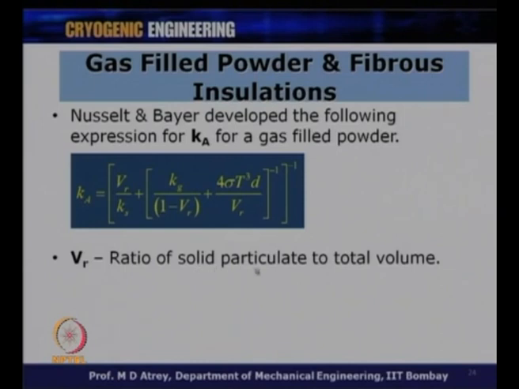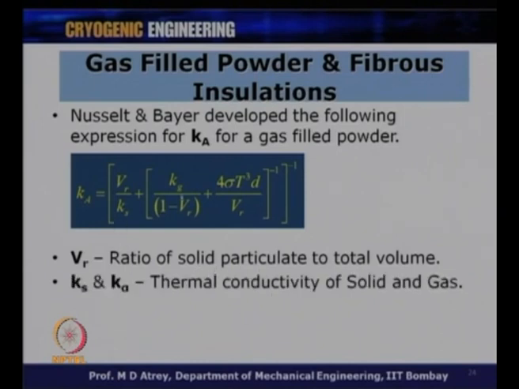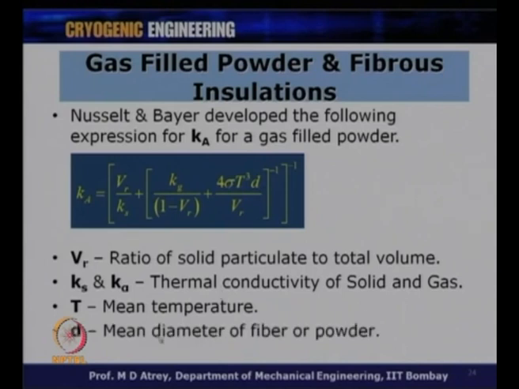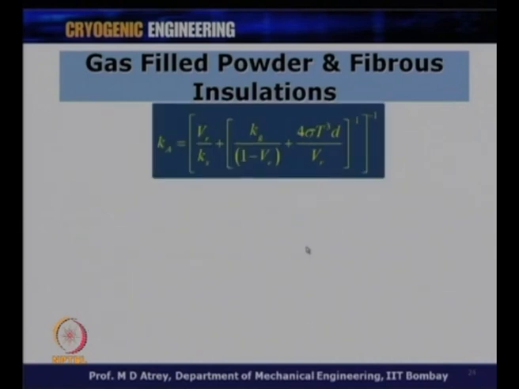Vr is the ratio of solid particulate to total volume. Ks and Kg are thermal conductivity of solid and gas. T is the mean temperature, sigma is the Boltzmann constant, D is the mean diameter of the fiber or powder particulate. So, you can see that Ka depends on various parameters related to the gas, related to packing fraction Vr, related to the conductivity of the solid material that is used as fiber or powder, temperature, diameter, and of course, the Boltzmann constant. So, this is our expression.